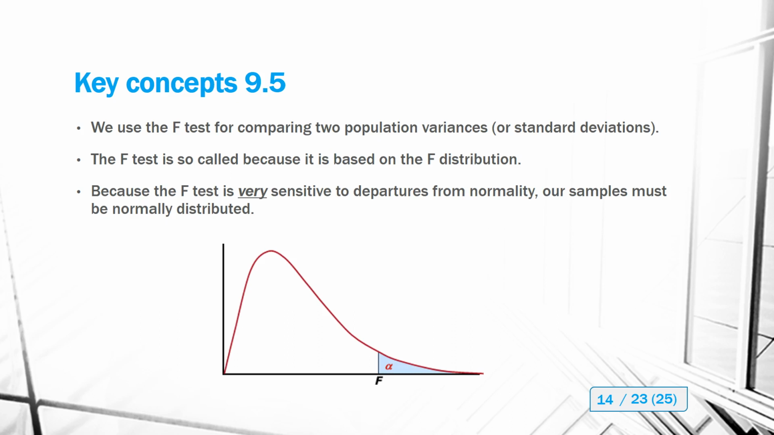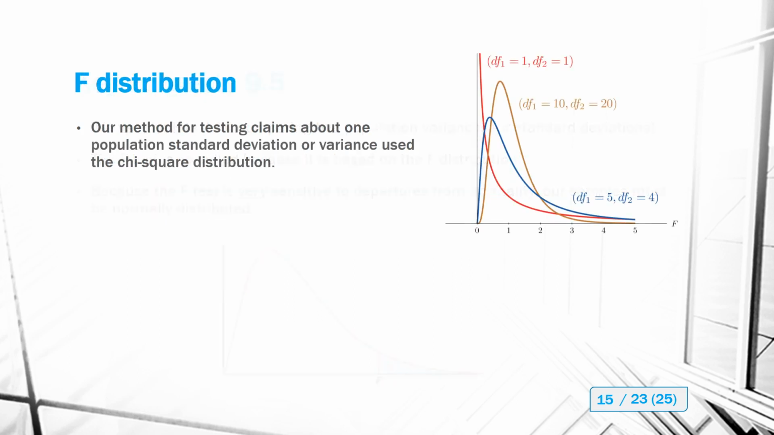Now the F-test is very sensitive to departures from normality, so our samples must be normally distributed. That's going to be a requirement that we look at. But before we examine that, let's take a look at the F distribution, because we've never actually seen this before in any of the previous chapters in this course. So we're brand new to the F distribution. Let's get an introduction.